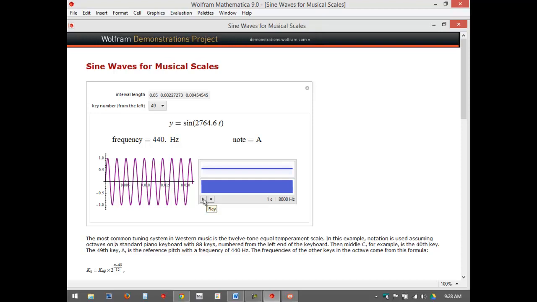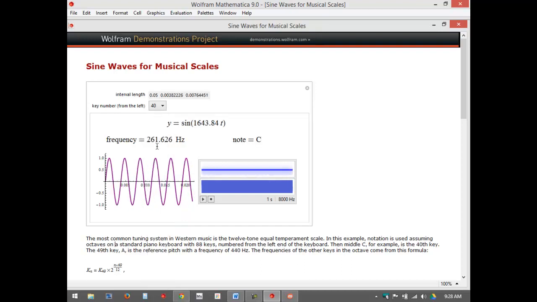So there's an A note. And you see here the frequency is 440, right? Now, if we were to change this, I think it says here that the 40th key would be a C note. Well, the frequency is lower. So what should happen to the sound in terms of the pitch? A little bit lower.